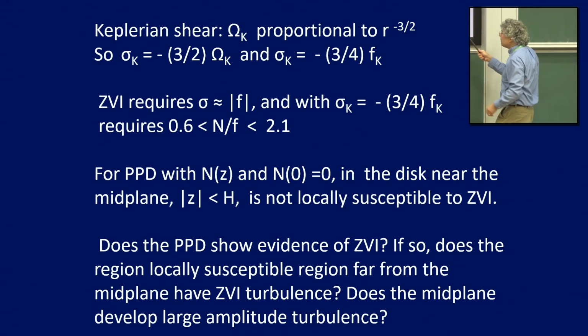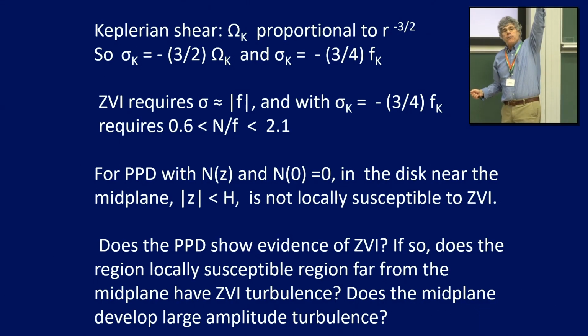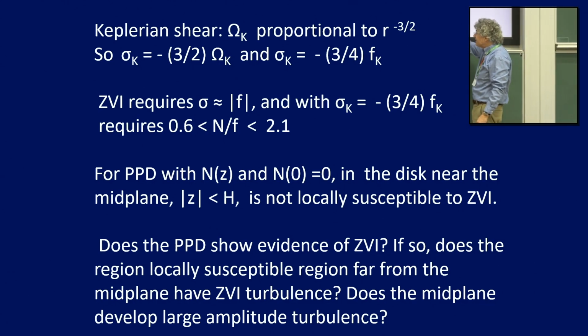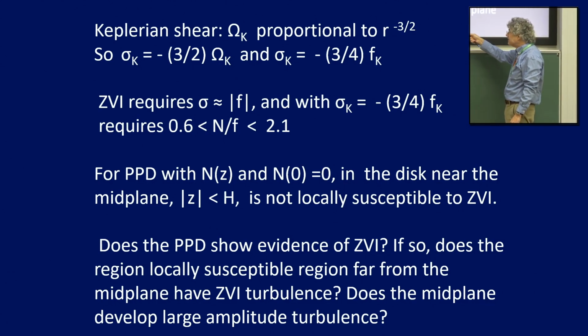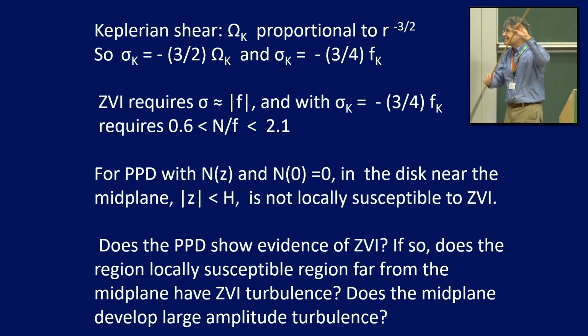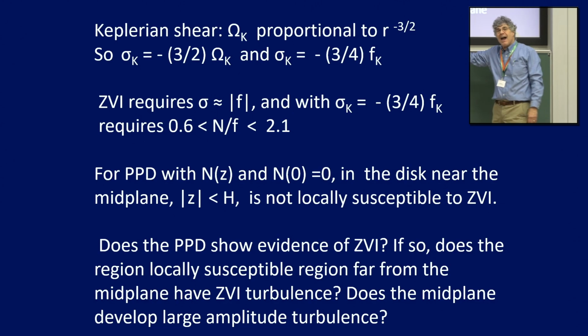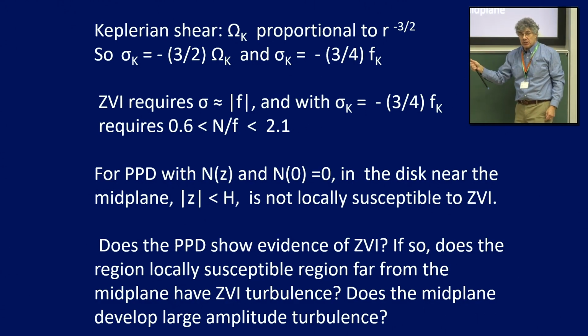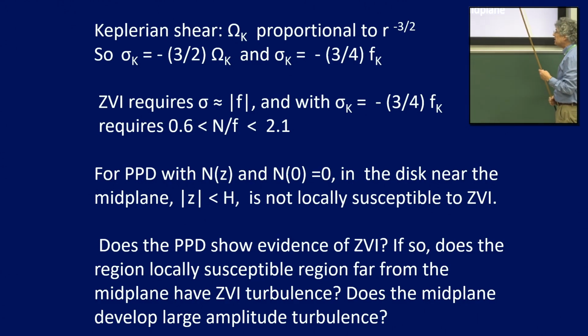So for Keplerian velocities, for the form of the temperature as a function of height in the disk, we found that this instability requires that the Brunt-Väisälä frequency divided by the Coriolis parameter must be somewhere between 0.6 and 2.1. Remember that the Brunt-Väisälä frequency at the midplane of the disk is 0, so this is not going to happen here. As you go up to about 2 pressure scale heights above and below the disk, you start getting in this range, okay? If you go up too high, you won't be in that range anymore.